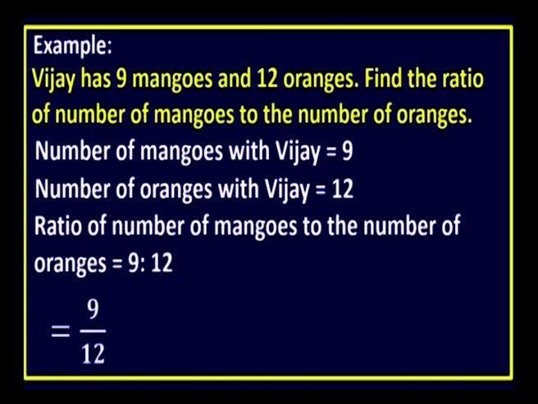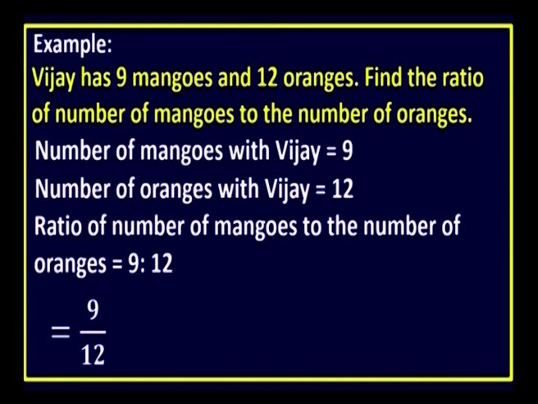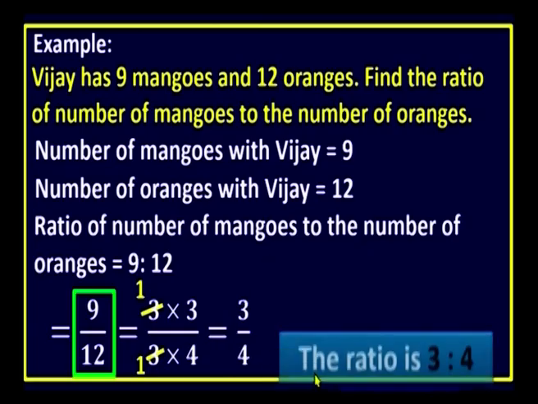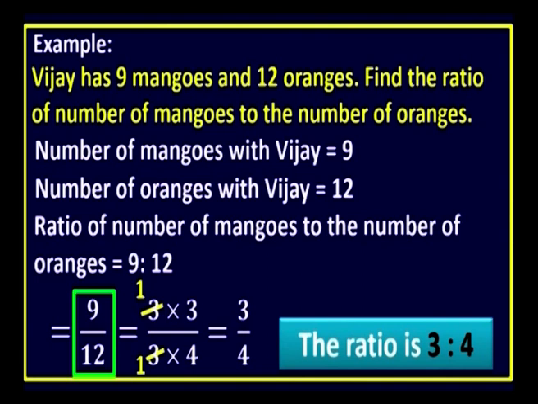So, this can be written as 9/12. We have seen already, right children? A:B is written as A by B. Now, children, do you find anything common in these two, that is 9 and 12? Yes, we find something common here. What is that? Yes, it is 3. So, we write it as 3 in the numerator divided by 3 in the denominator. Now, what is the common factor here? 3, right? So, we will cancel 3 one time in both denominator and numerator, and what is left? We are left with only 3/4. Now, if you notice, the ratio is now 3:4.